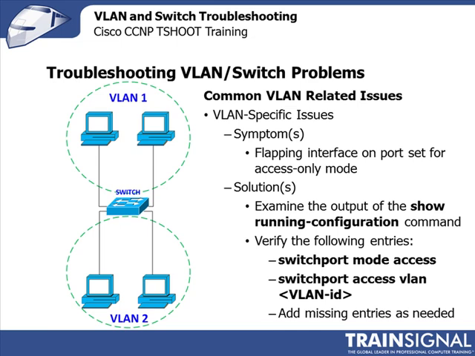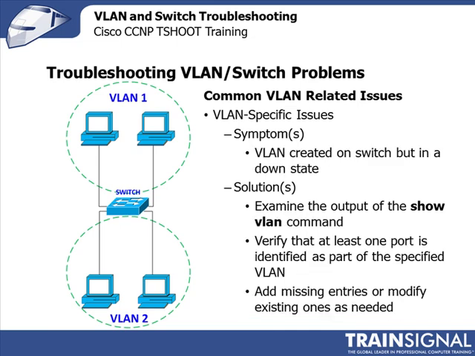Some VLAN related issues. You may have interface flapping on a port set for access only mode. The way to solve this is first to do a show running-config and verify that these entries are on the port that's affected: switchport mode access and switchport access vlan and the VLAN ID. If something's missing from that, add what you need, because some of the more automated trunking mechanisms can create this type of issue if you don't have it specifically set for access mode and the specific VLAN.